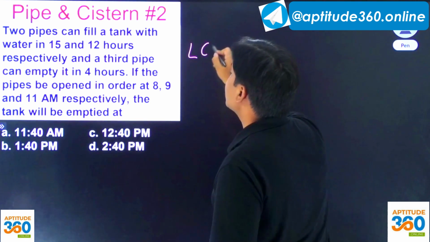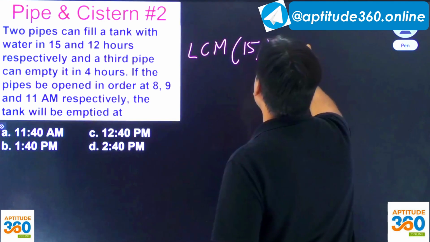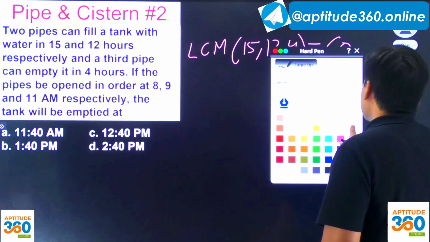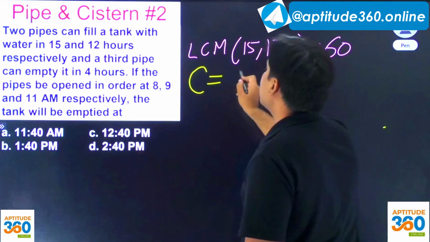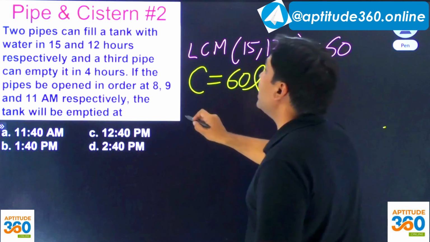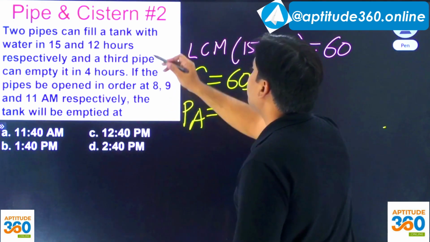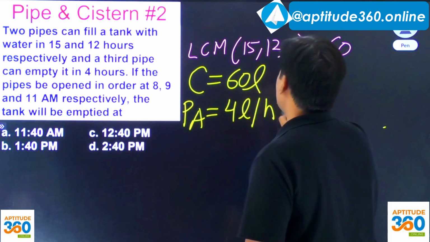You should take LCM of 15 and then 12 and then 4. If you simplify, this is coming out as 60 liters. What is the capacity of the tank that you should be taking? Your capacity should be 60 liters. So what is going to be pipe A? The rate of pipe A is going to be 4 liters per hour.